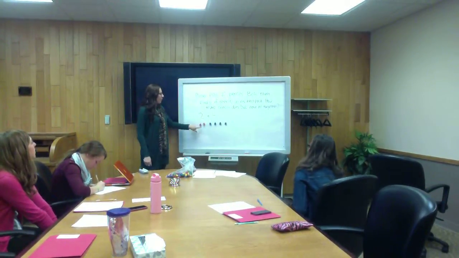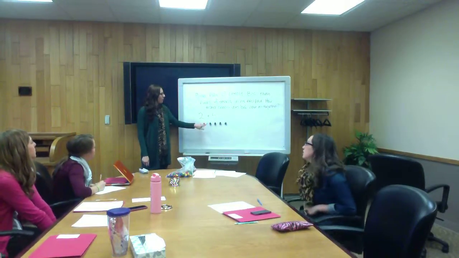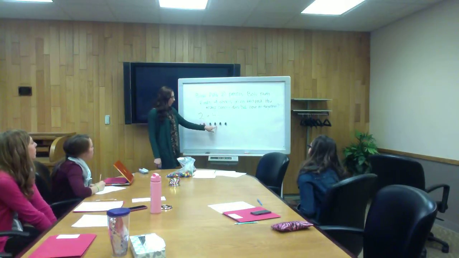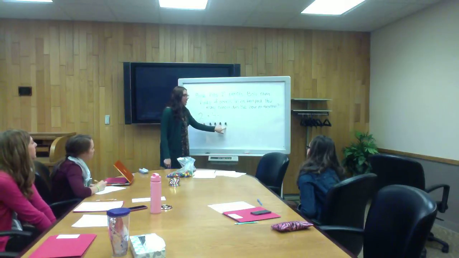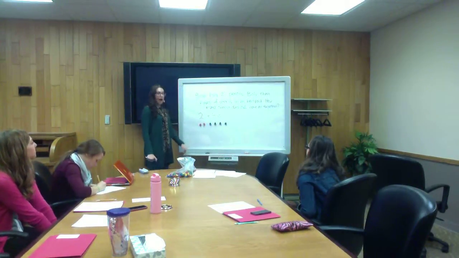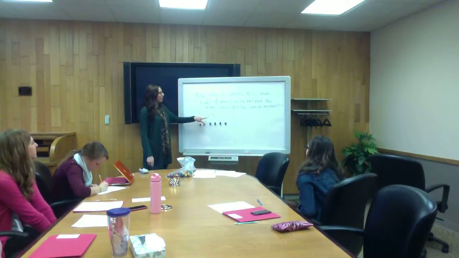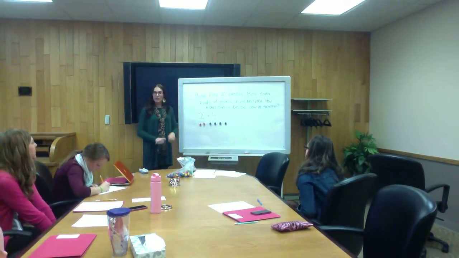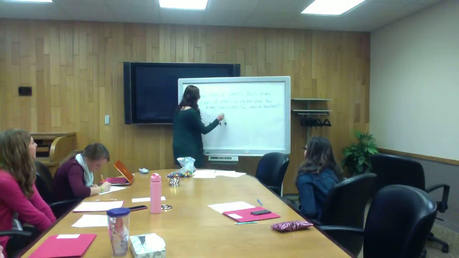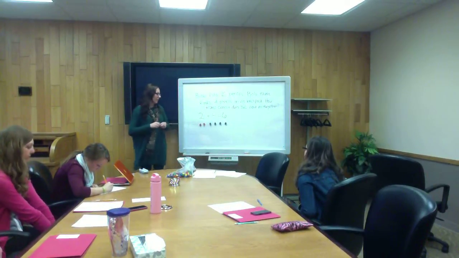Okay? We've got 1, 2, 3, 4, 5, 6. So, how many pencils does Bob have all together? 6. So we have 2 plus 4 equals? 6. Very good. So Bob has 6 pencils.